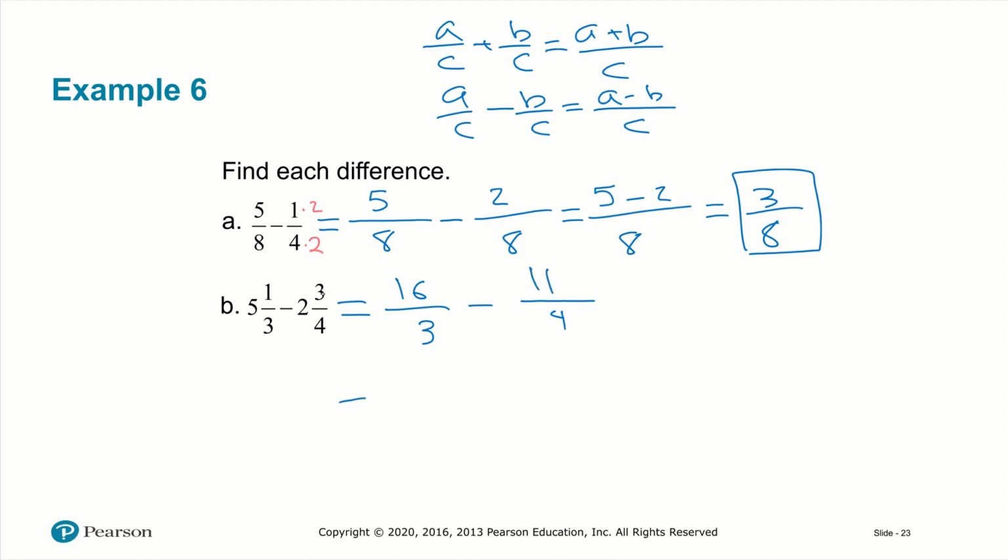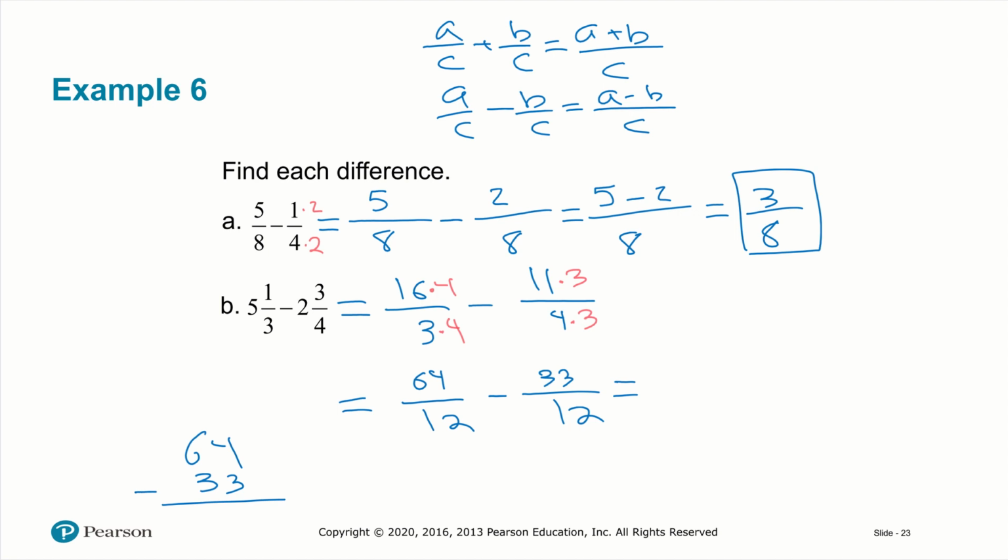So now we go ahead and find the LCD, which is 12, obviously. Now, to turn the 3 into 12, we're going to have to multiply by 4, so we'll make sure we do that to the 16 on the top. To get from 4 to 12, we need to multiply by 3, so we do the same to the 11 on the top. So now our numerators are 64 and 33. We go ahead and subtract 33 from 64, and of course, we end up with 31 over 12.